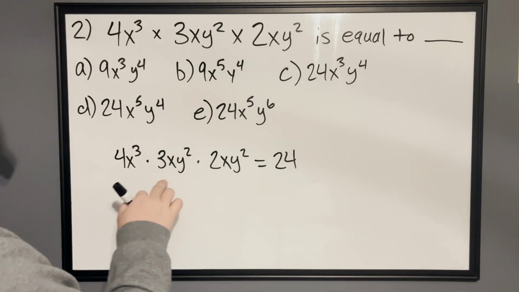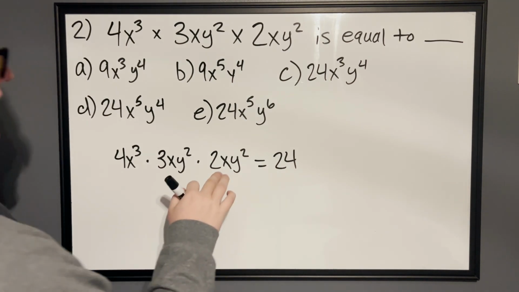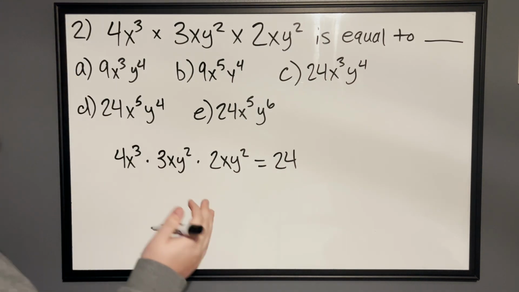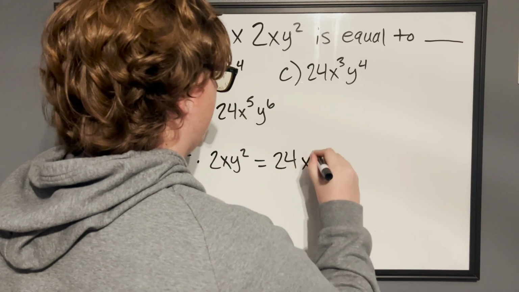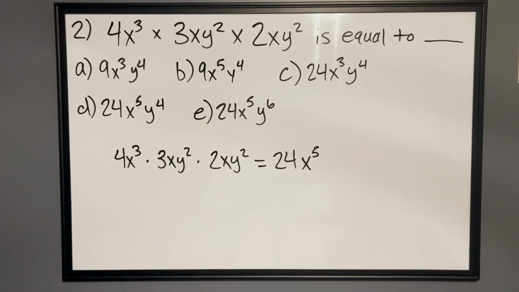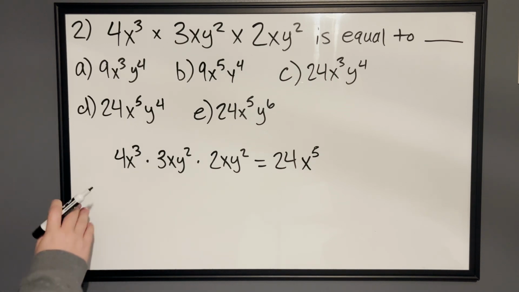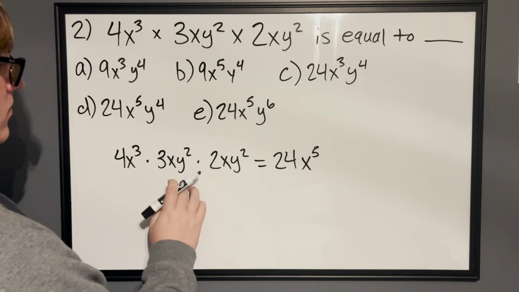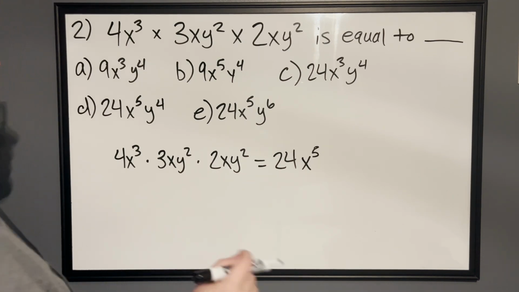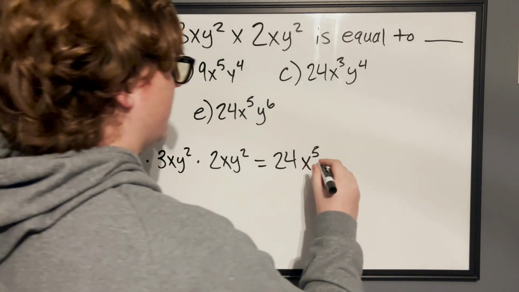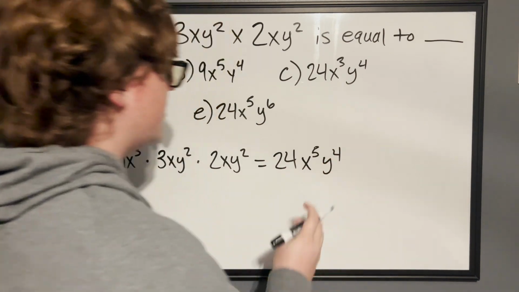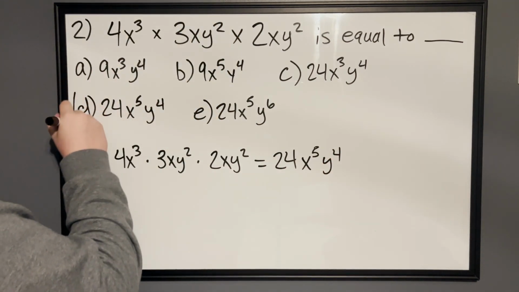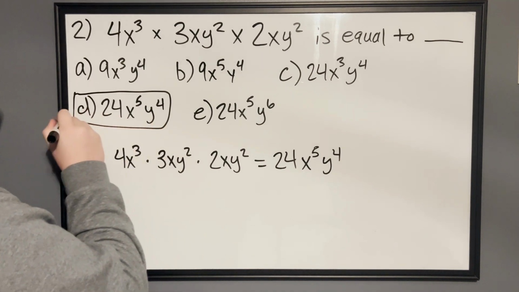So we have x cubed times x to the first times x. Well, that is going to be x to the fifth. And we did that by multiplying exponents, which is the same as adding the powers. So now we're going to multiply the y terms. We see there's no y term in this one, but there are 2 y squareds here. Y squared times y squared is y to the fourth. So that tells us right there that our answer is going to be D.